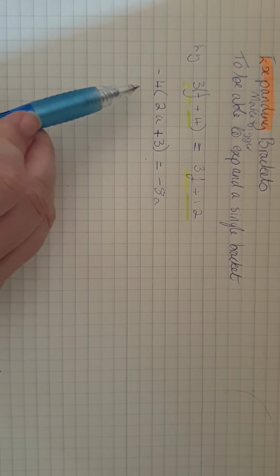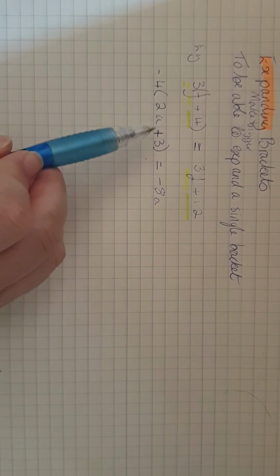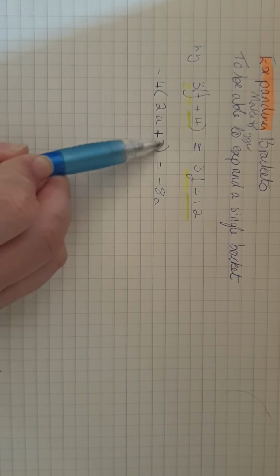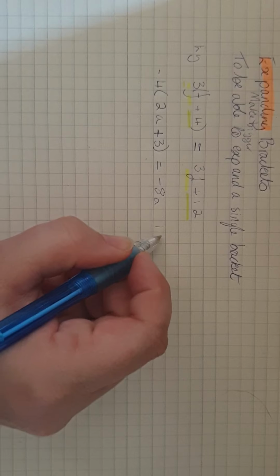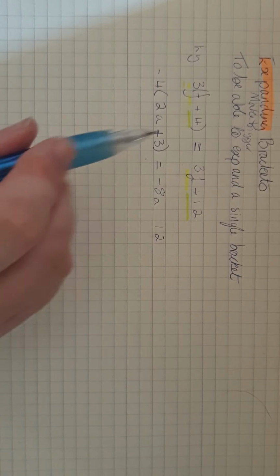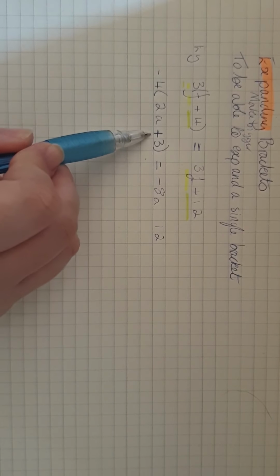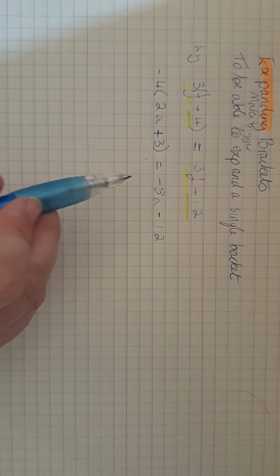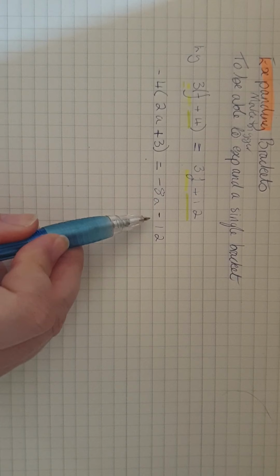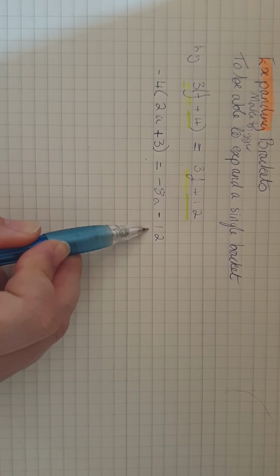Taking the next term, negative 4 times plus 3. 3 times 4 we know is 12, but we also know that a negative times a positive is a negative. So our answer is minus 8a minus 12.